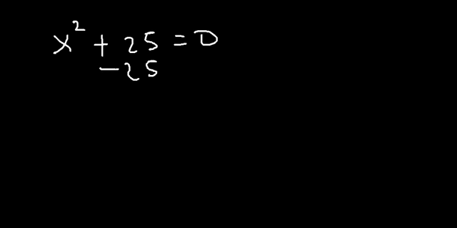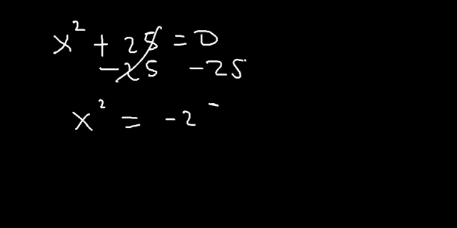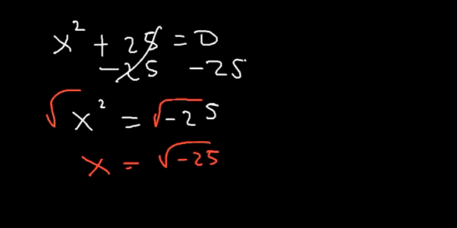So now let's say you have this equation, x squared plus 25 is equal to 0. How would you solve for x? We're going to talk about two ways. So first, let's move the 25 to the other side. Let's subtract both sides by 25. So x squared is equal to negative 25. Now what you want to do is take the square root of both sides. So x is the square root of negative 25.